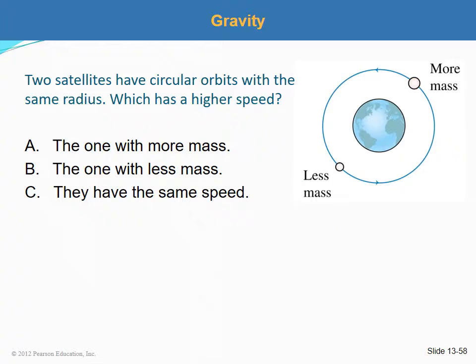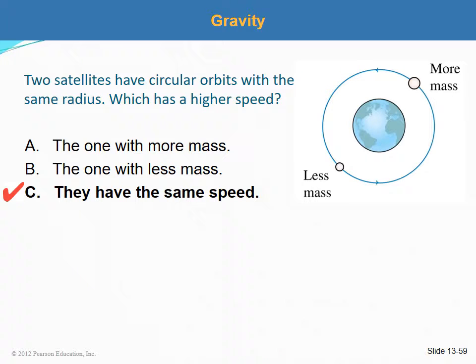Two satellites have circular orbits with the same radius. Which has a higher speed? A, the one with more mass, B, the one with less mass, or C, they have the same speed. The answer is C, they have the same speed. The speed of the orbit depends upon the radius of the orbit, not the mass of the orbiting body.